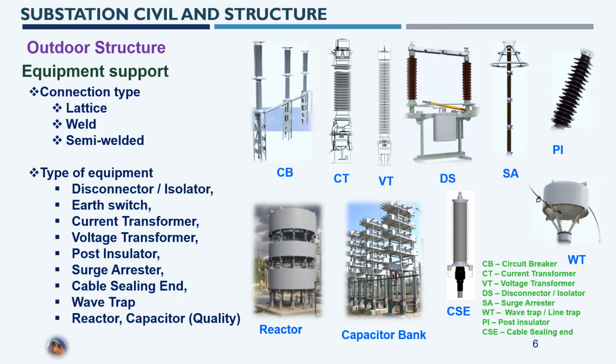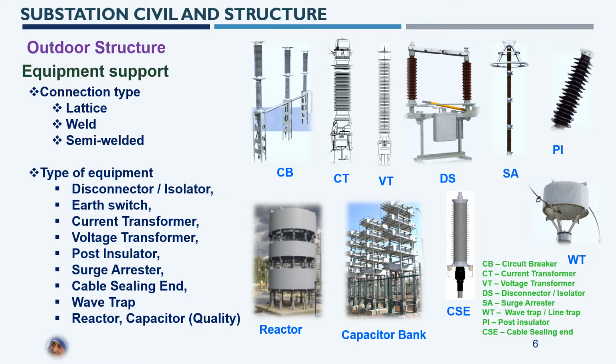This is equipment support. Equipment support is of various types, depending upon the connection type: lattice, weld and semi-welded. Generally the semi-welded type of support we can see where the manufacturer of equipment is designing the same structure. If the structure is coming along with the equipment, then this kind of semi-welded structure we can see.